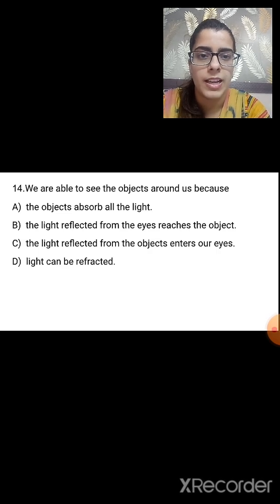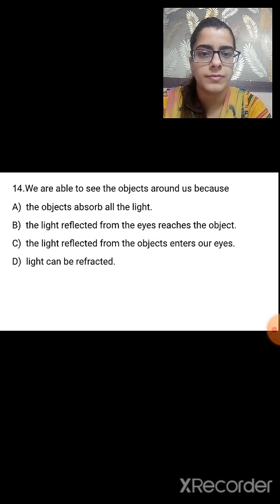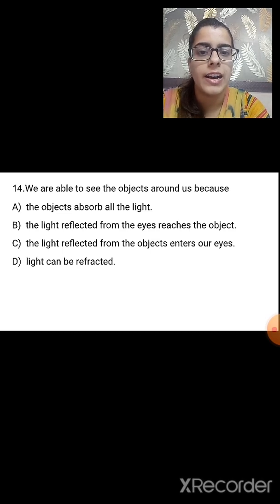So, which is the correct option? Why are we able to see the objects around us? It is because of option number C. The light reflected from the object enter our eyes. When the light gets reflected from the object, it enters our eyes and we are able to see the objects that are present around us. So the correct option is C.